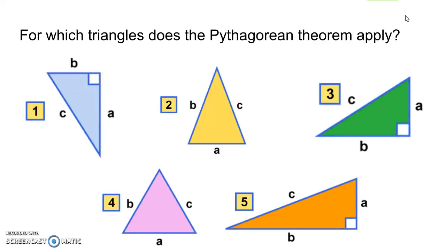Okay, which of these triangles does the Pythagorean theorem apply to? What kind of triangles can I use it on? Only right triangles. So 1, yes. 2, no, because that's not a right triangle. It doesn't have a right angle. 3, yes. 4, no. 5, yes.